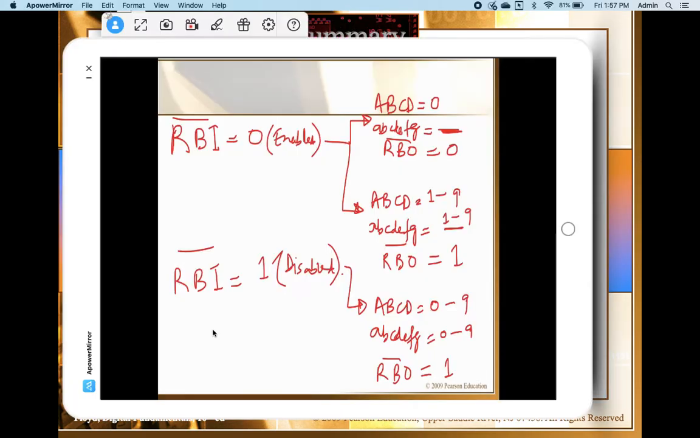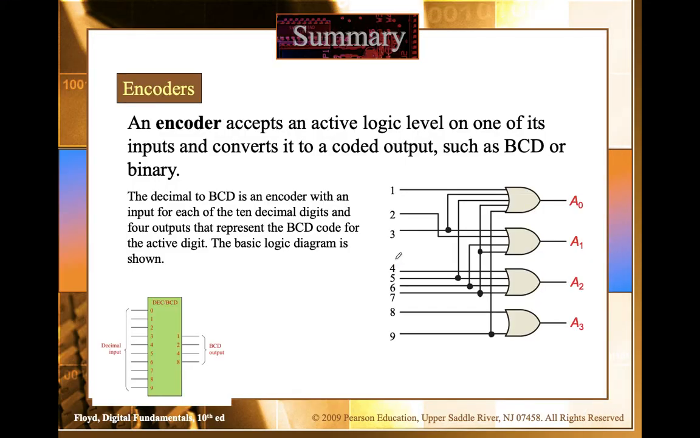Just keep in mind this particular figure and the conditions that I've written. If you understand this situation, everything will be clear. Now we will move on to encoders.